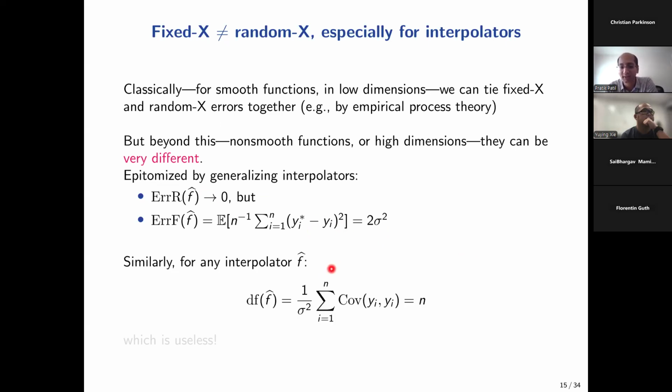In fact, for any interpolator where you're perfectly predicting at the input points, you can do the DF calculation using covariance, which is the covariance of Yi with f hat of Xi, which is also Yi. It's perfectly correlated at every point. If you sum over all of this, you get n sigma square, and once you normalize by sigma square, you get n. This is useless, because for any interpolator it will tell you that the fixed X degrees of freedom is n. You want to compare between different interpolators, and this will not be helpful to compare them.